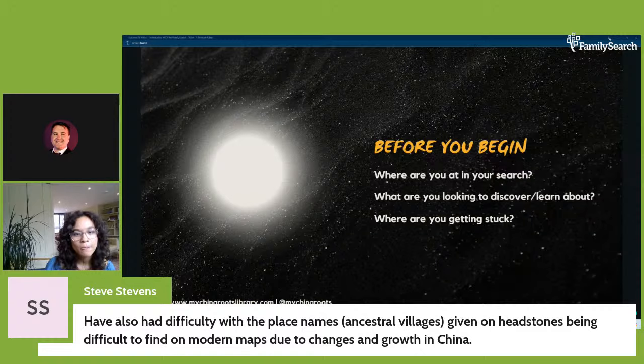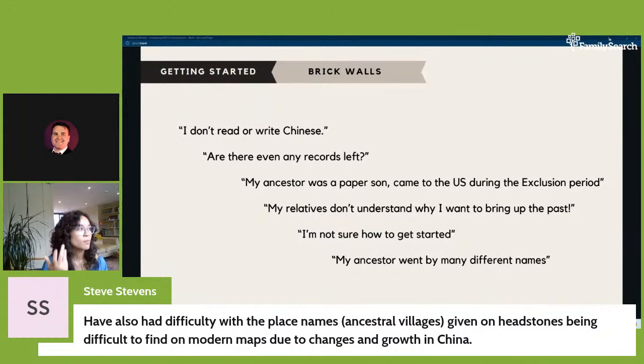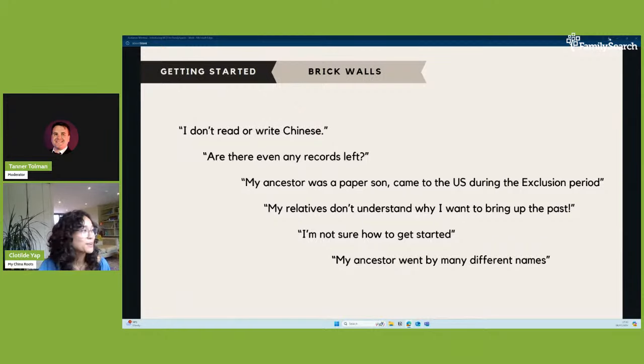So, okay, I think quite a few of you have touched upon some pretty typical roadblocks. I've listed some of the usual things that I hear all the time from people who get in touch with us. The first one being, I don't read or write Chinese. I have no idea what I'm looking at, what I should be looking at. Sometimes it seems like there are not even records left. There's no clear indication as to where you should look. You don't know where you should get started.